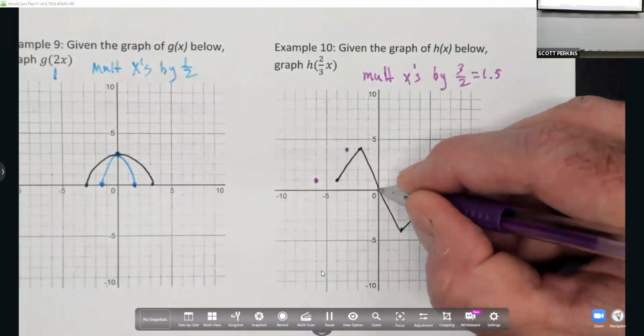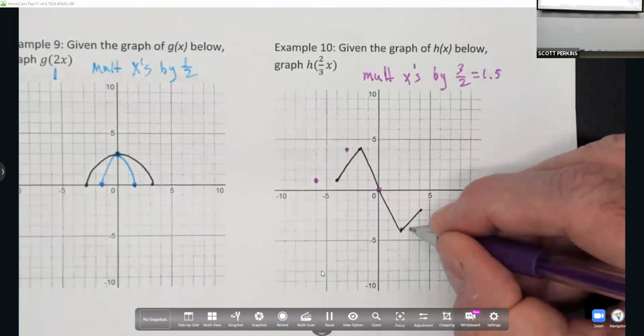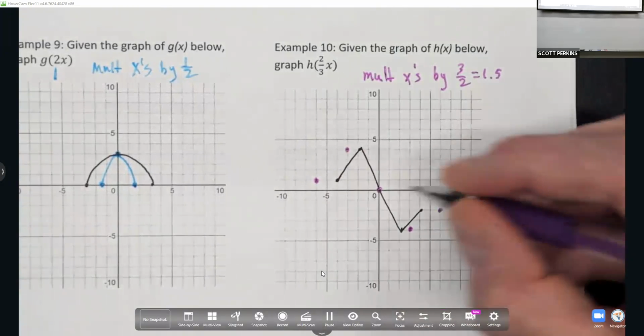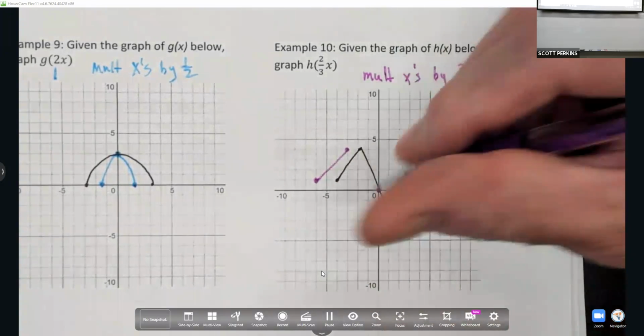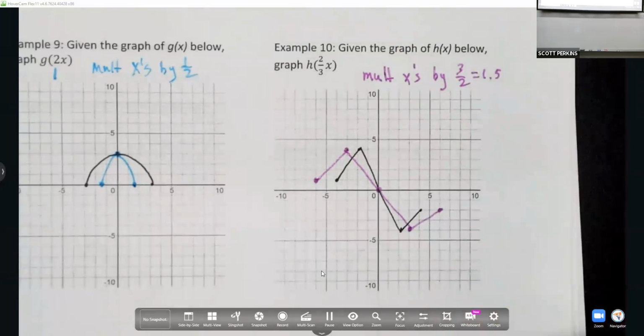0 stays 0. This is 2. When I multiply that by 1.5, it becomes 3. And then this is 4. When I multiply that by 1.5, it becomes 6. And you can see that that stretches the graph out just a little bit.